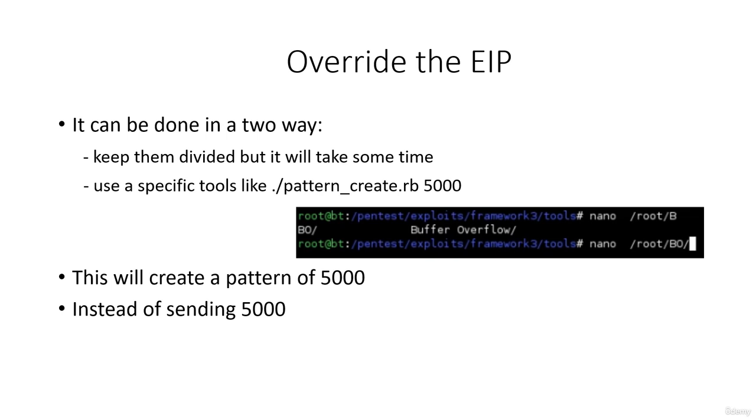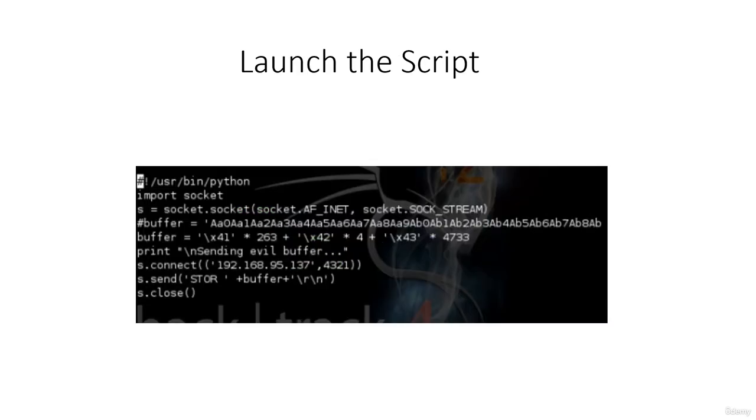So we go to the Metasploit framework, and in the framework there is a folder called tools. In tools there we have something called pattern create, and we give it the length of pattern that we need to be created. So we can write 5000, press enter, and it will create a pattern of 5000 characters.